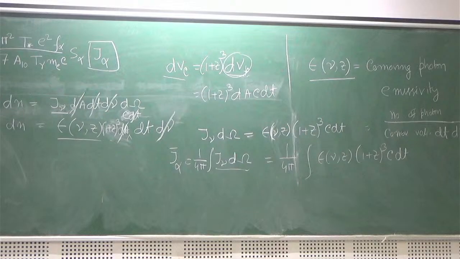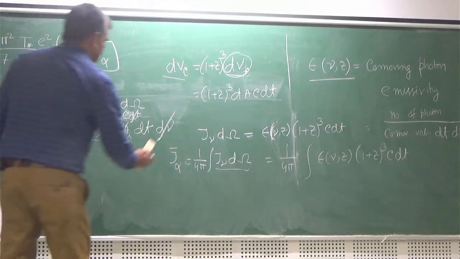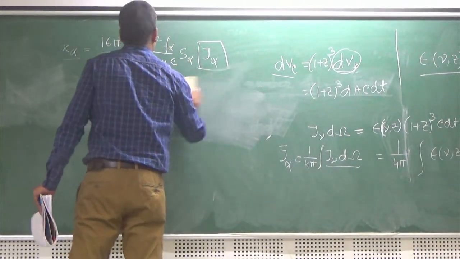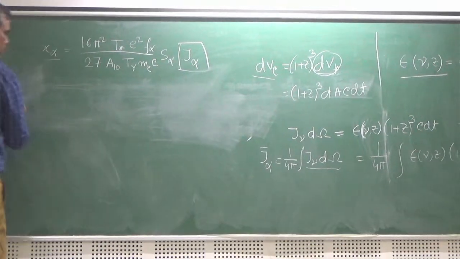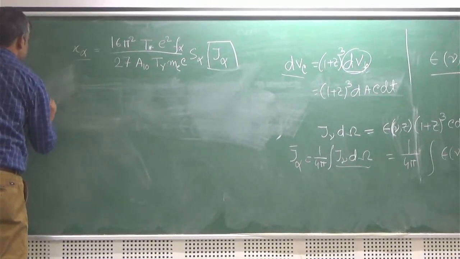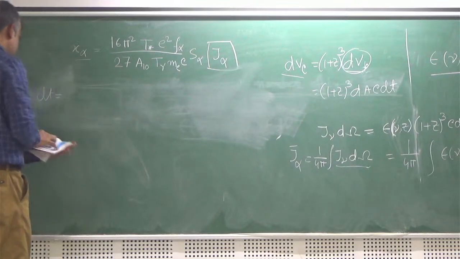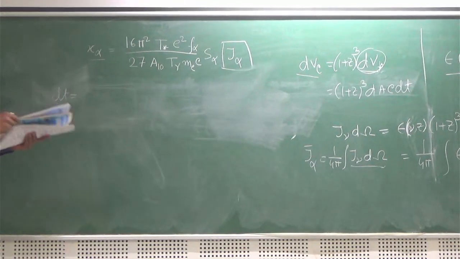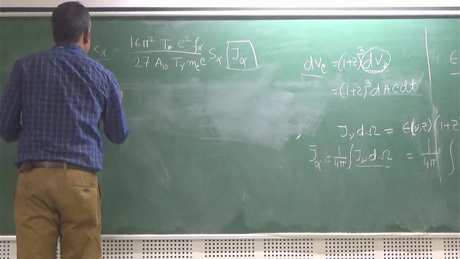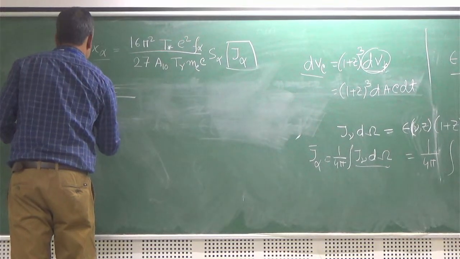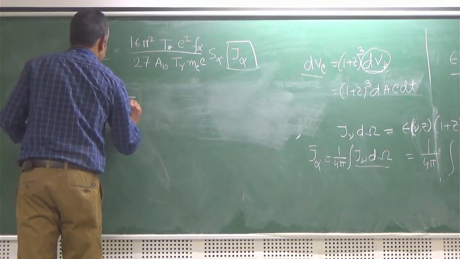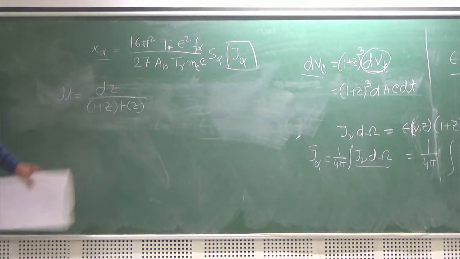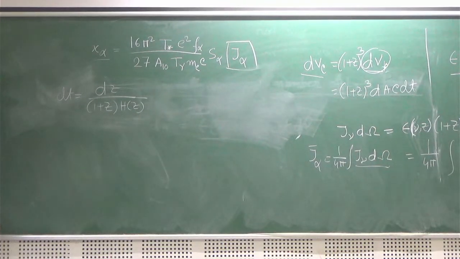Now we need to make one small change. So we know this dt can be written in terms of dz; we are changing the variable from dt to dz, and you know how to do that. So this is simply dz over 1 plus z times H z. I think you know this comes from the Hubble formula.